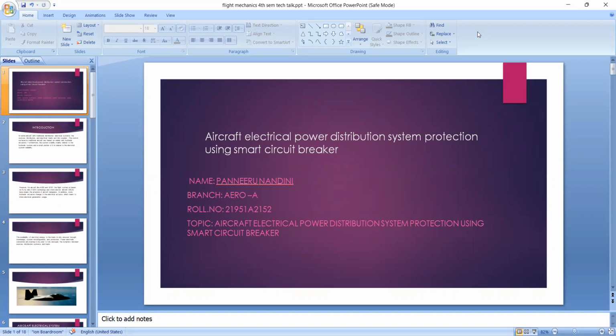Today I am going to explain about the topic aircraft electrical power distribution system protection using smart circuit breaker.